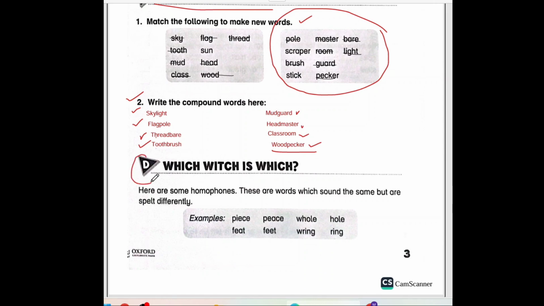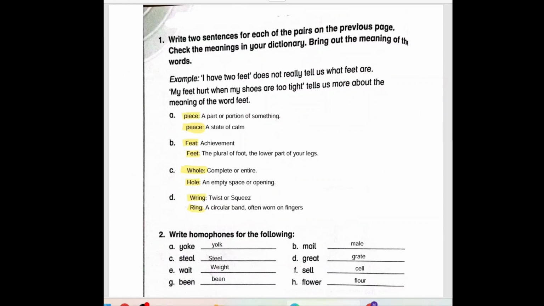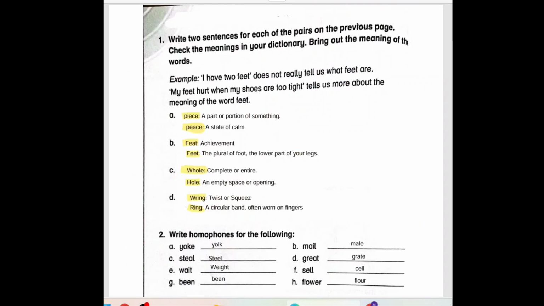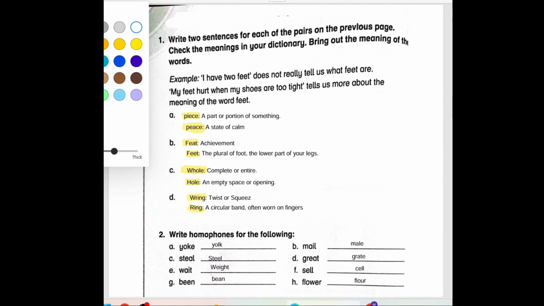This is very interesting. Do you know what? These are homophones. Homo means same. Phones mean it same sounds. See? The sounds of these words are same. So here are some examples. In the next page, we have an activity to do. What we need to do, the words mentioned over here, these are homophones, so we have to write their meanings and then make sentences. So the first homophone is peace.